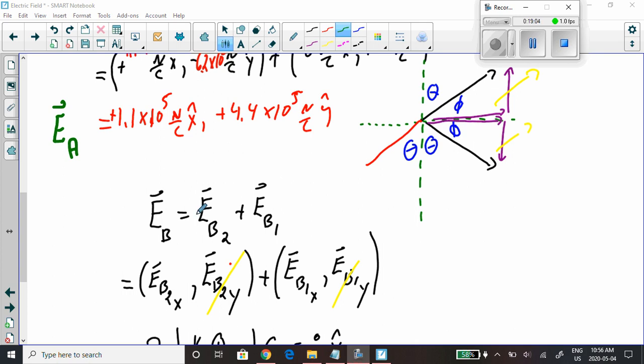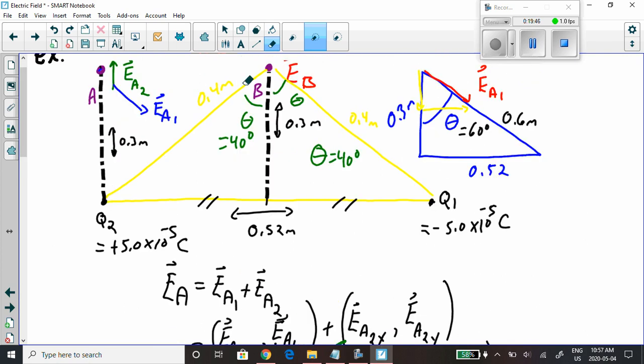So let's write out what we just saw on the simulation into an equation. The electric field at point B is equal to the electric field at point B caused by charge 2 plus the electric field at point B caused by charge 1 right there. Now, here is our point B right there. You have to keep in mind that the distance from point B to charge 2 and the distance from point B to charge 1 is the same. That distance is the same, kids.